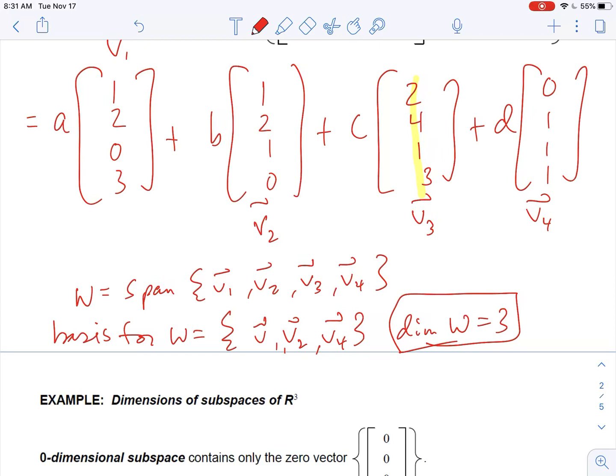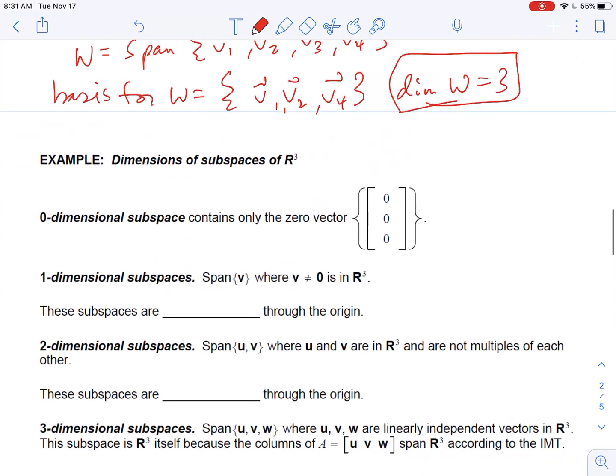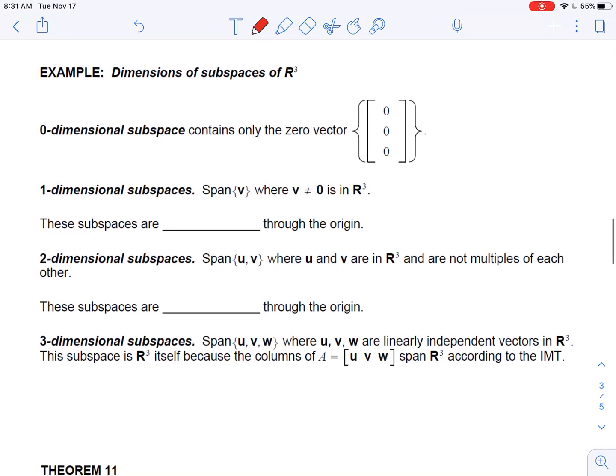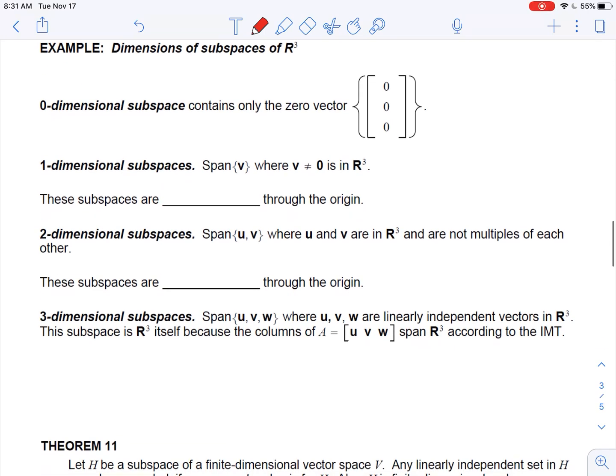Okay, so let's do some quick-hitting examples. As we talked about, the zero-dimensional subspace containing only the zero vector is going to have a dimension of 0. Maybe a little counterintuitive, but it is a fact we're going to have to establish or accept. The one-dimensional subspaces are simply the span of a unique vector where that vector is non-zero.